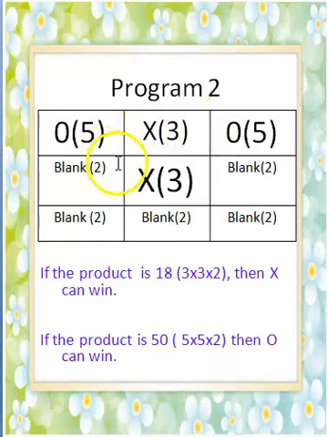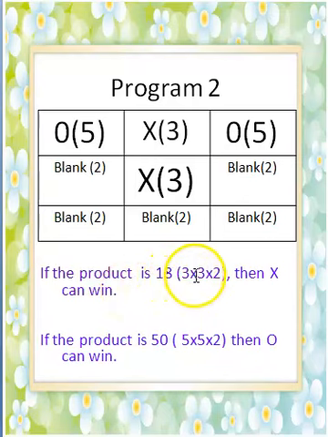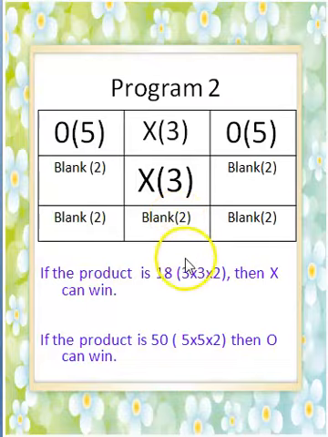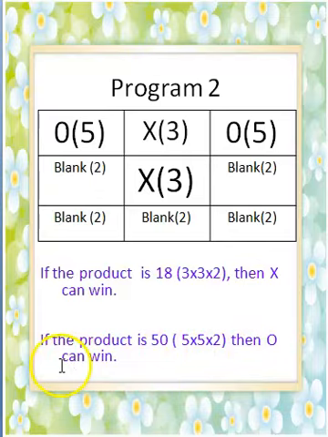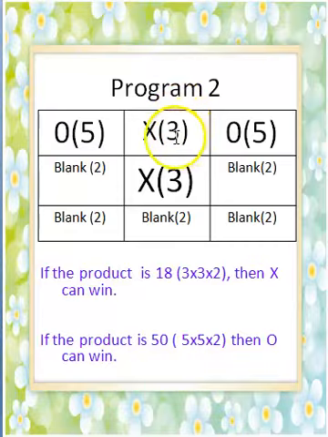In program 2, again we will have a board and we will have numbers assigned to each of them, like the 0 is represented by 5, X is represented by 3, and blank is represented by 2. Now, in order to identify a win, if the product of any row, column or diagonal is 18, that means X can win in that particular column, row or diagonal. And if the product of any is 50, 5 into 5 into 2, that means that the O can win. So as we can see here we have 3, 3 and 2. That means in this particular column, the player X can win.